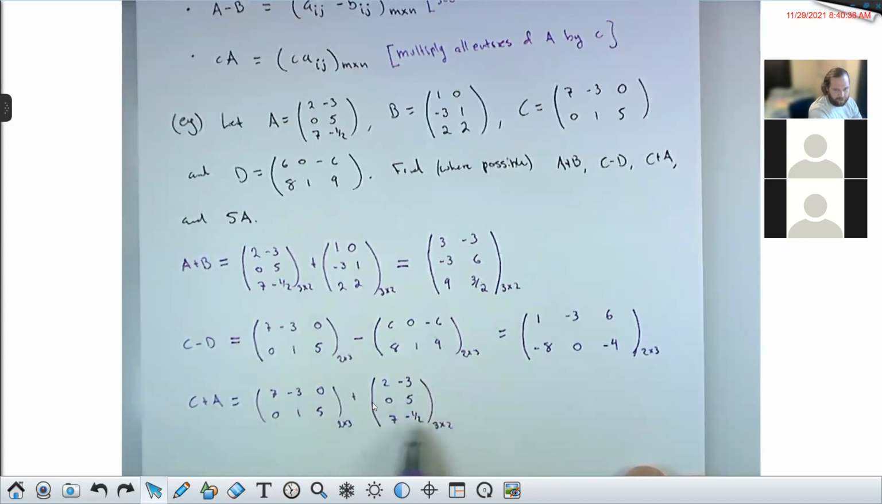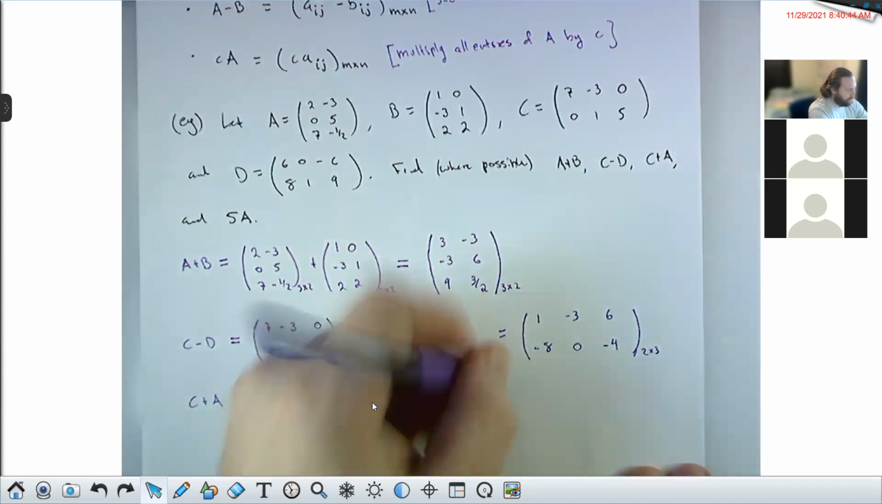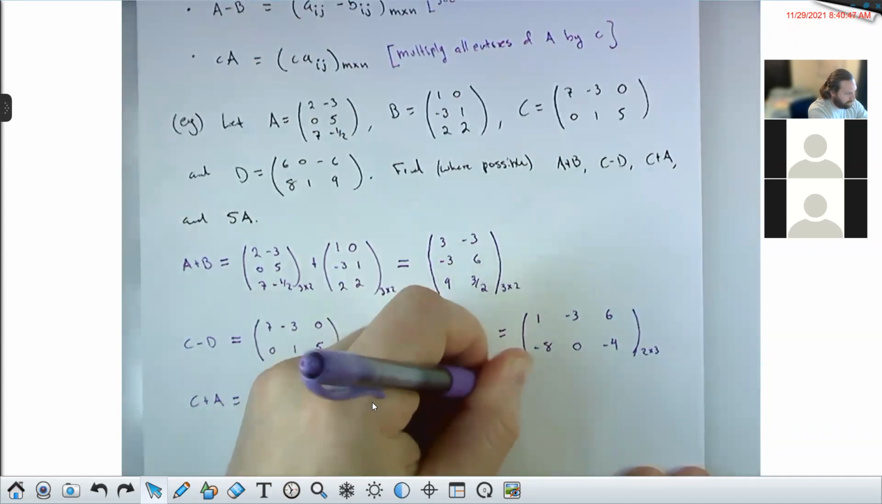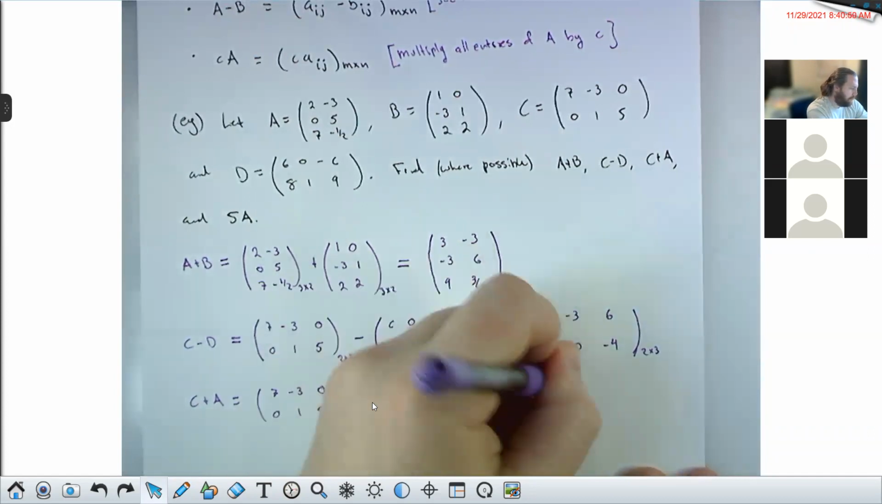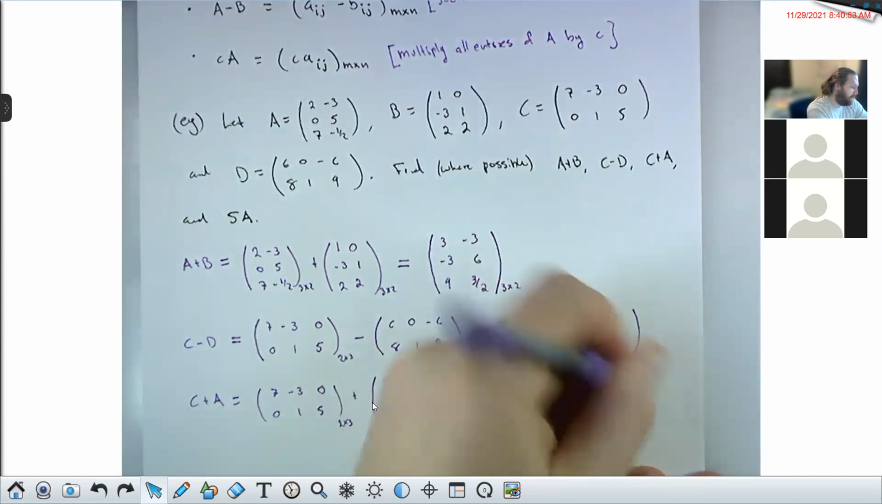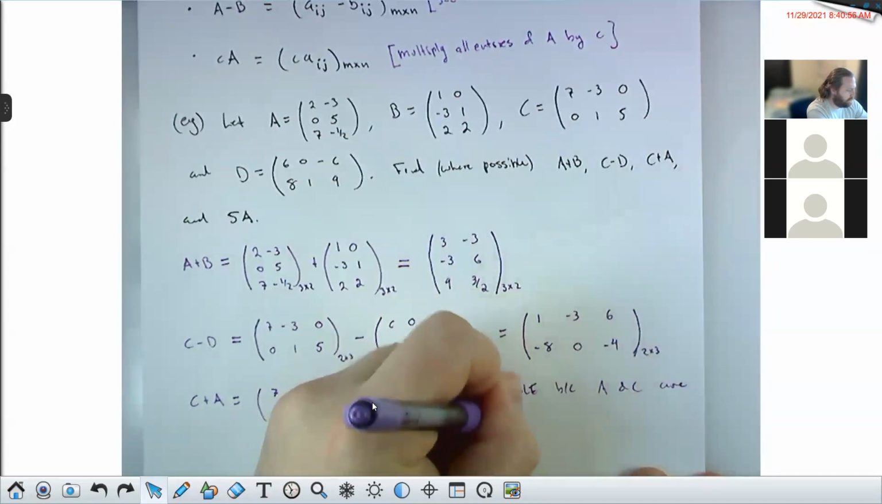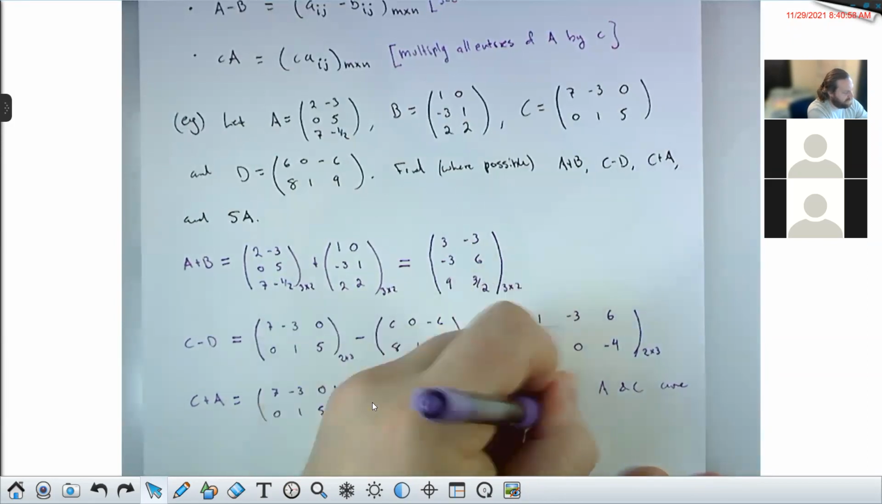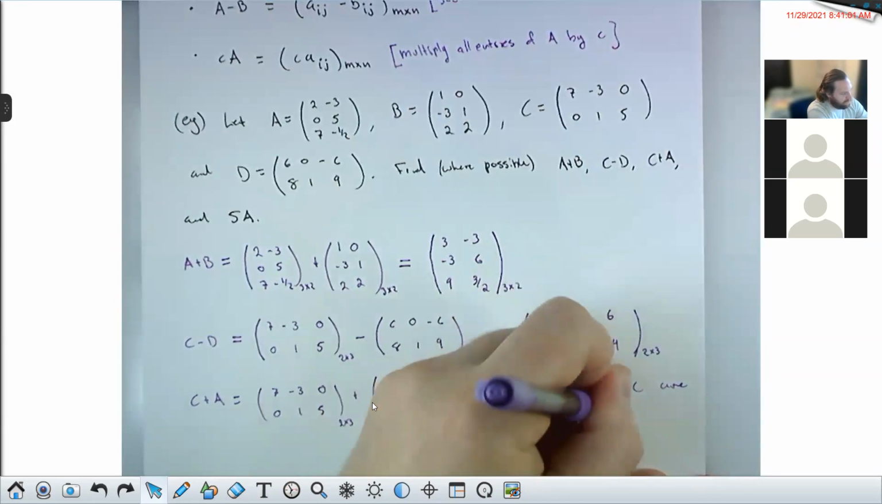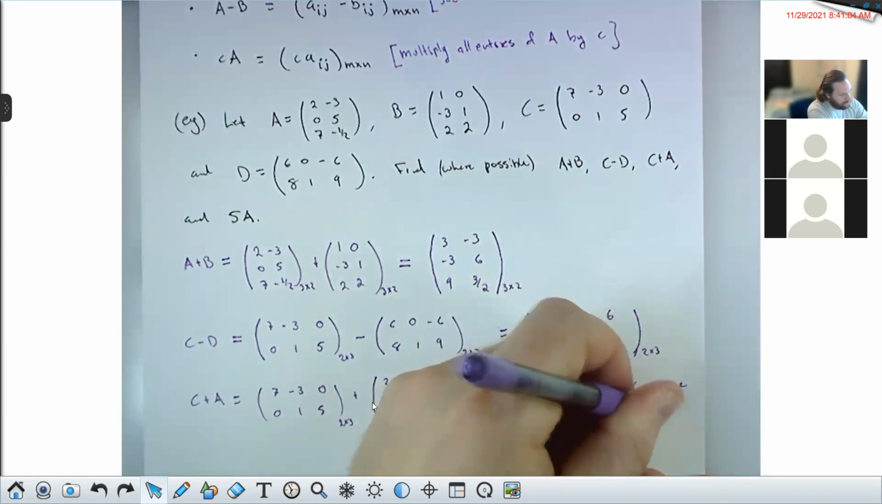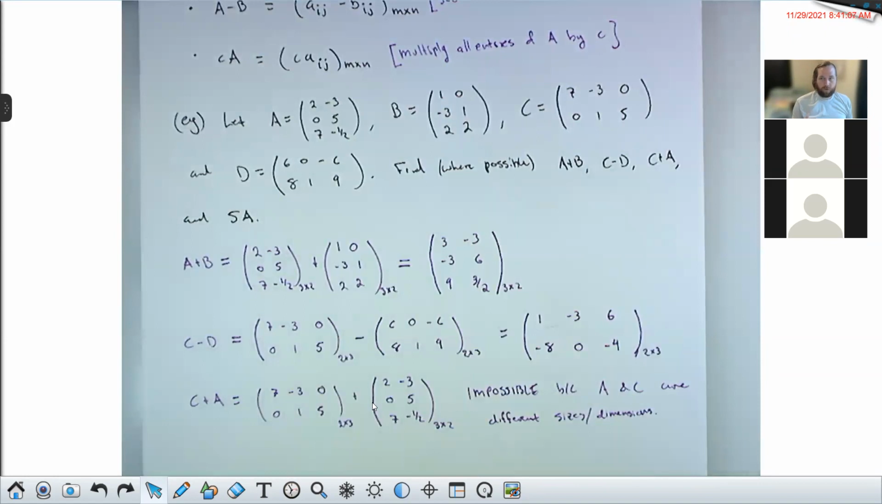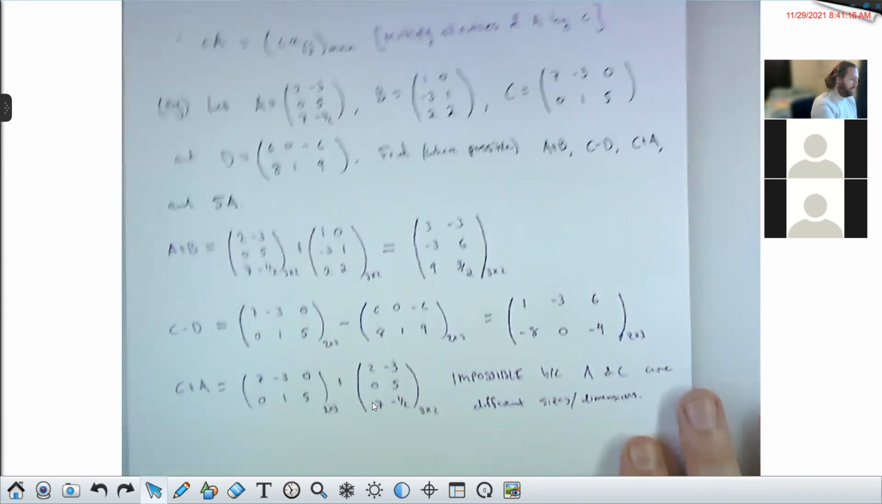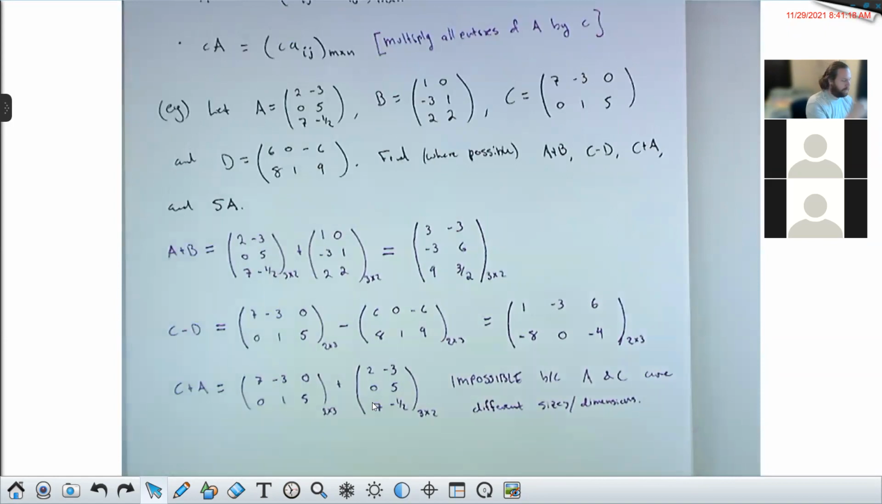Also, A has entries in row 3. Like he has a 3, 1 position. C doesn't have a 3, 1 position. This is impossible, because A and C are different dimensions, or different sizes. All right, so I can only add or subtract matrices that are the same size. You've got to have the same number of rows and the same number of columns. If that's not the case, then you cannot add them, you cannot subtract them.